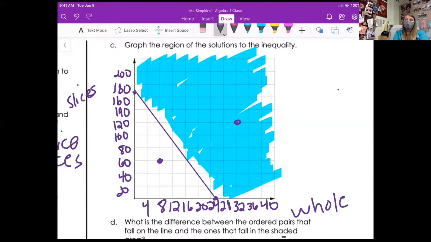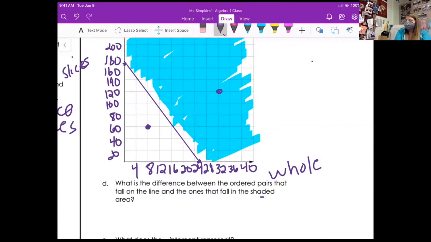Does that make sense, Jonathan? You said oh. Okay, sweet. And obviously, think about it. I want more money, so I want to shade where the bigger numbers are, right? I want to make more than $500.